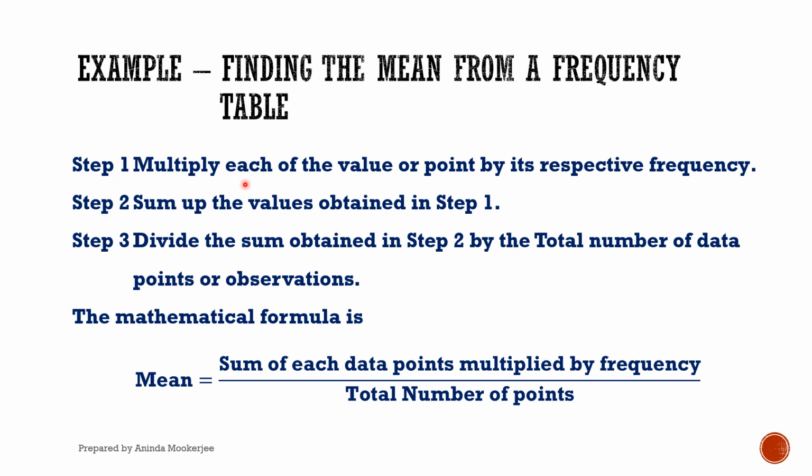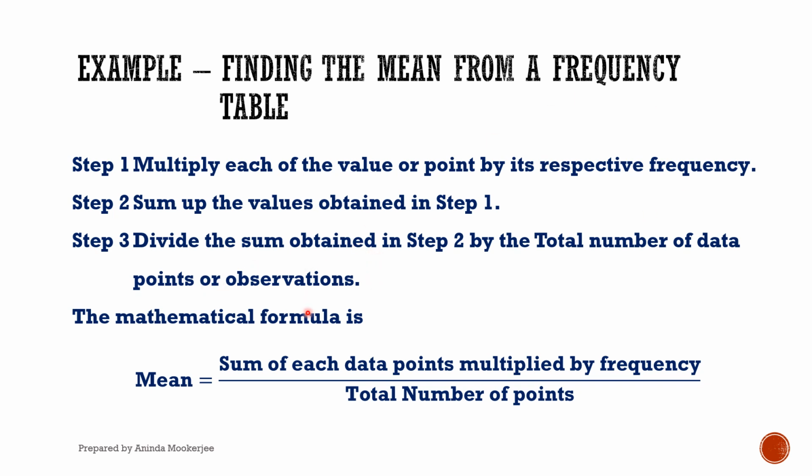Step 1: multiply each value or point by its respective frequency. So we cannot just go ahead and sum up the values because it's arranged in a frequency table. It will tell us how many times a certain value occurs. So you have to multiply the values by their respective frequencies, and only then sum up the values obtained in step 1.